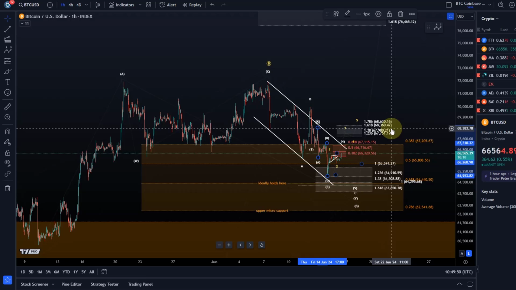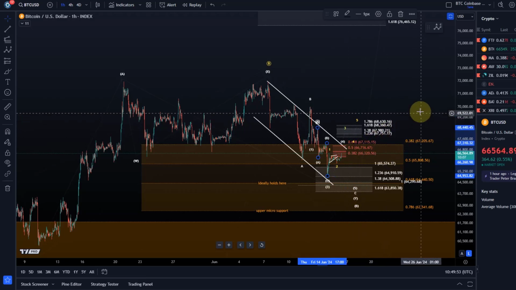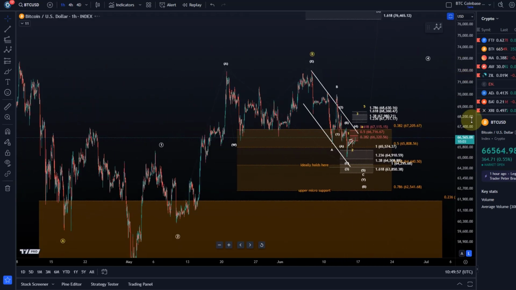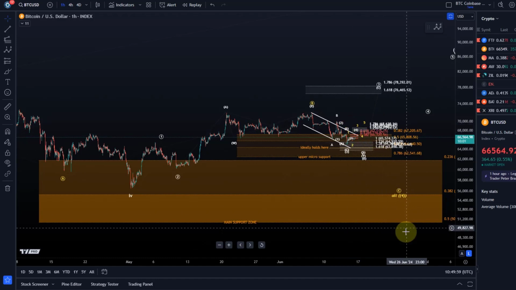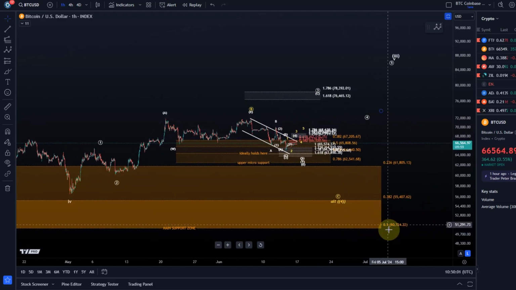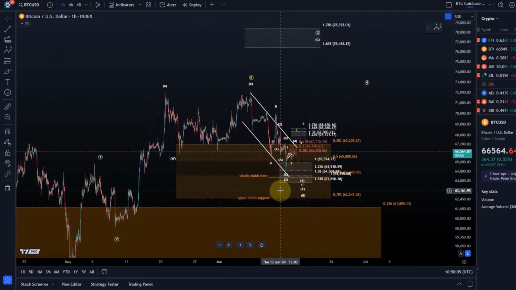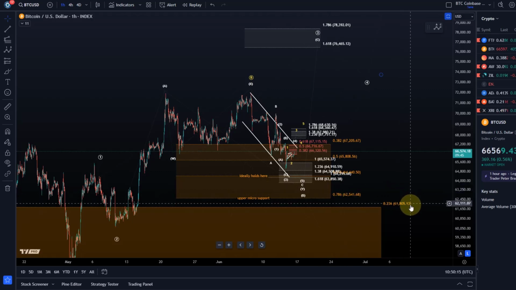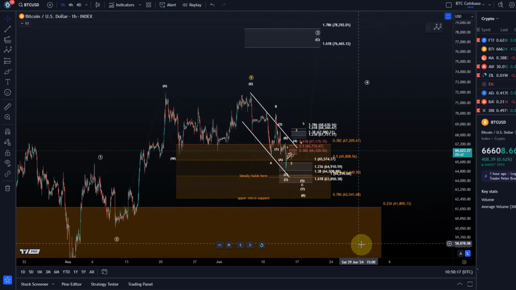But if you just want casual trading, you can just use these support areas to accumulate. And then when a rally happens, you can sell. But I would see the entire section as a range because the price could technically go down to 50,720. But we'll see. Below the upper micro support, which is ending at 62,540, we have to assume that the white count is not playing out.